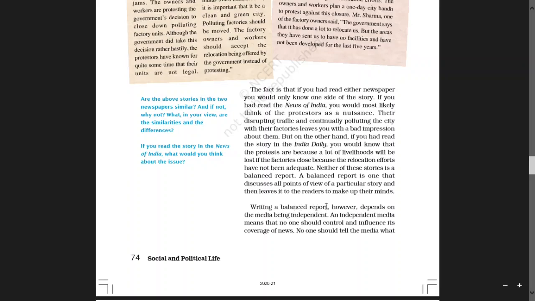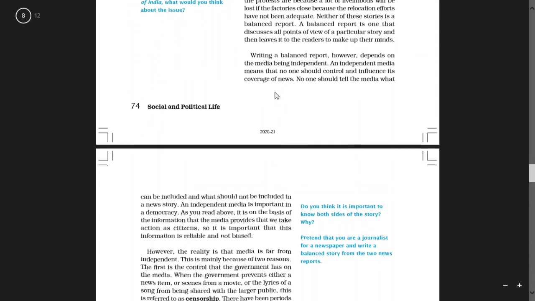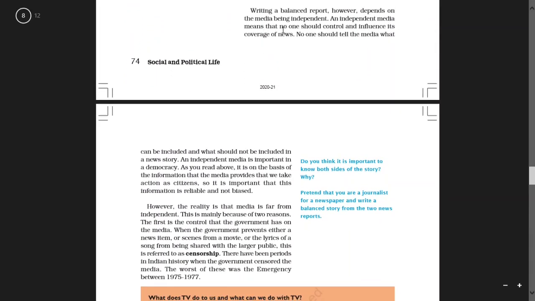Writing a balanced report, however, depends on the media being independent. Independent media means that no one should control or influence its coverage of news. They must be free from anyone, and freely they can write in their newspaper or report on the news.